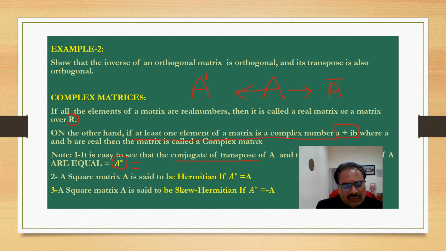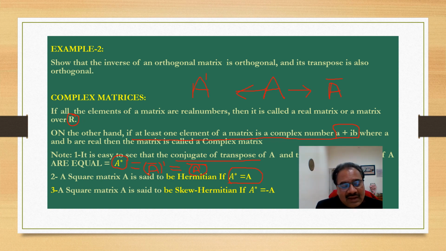This is equal to nothing but A bar transpose, A bar transpose means like this, is equal to A dash, okay, like this, और इसका पूरा का conjugate. So both are equal here, okay. And a square matrix A is said to be a Hermitian matrix if A star is equal to A. If this is equal to A, then such matrices are called Hermitian matrices.